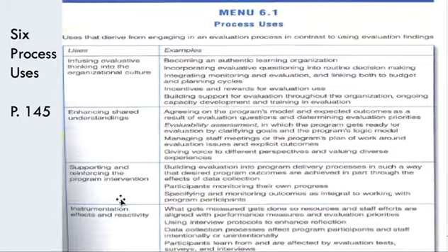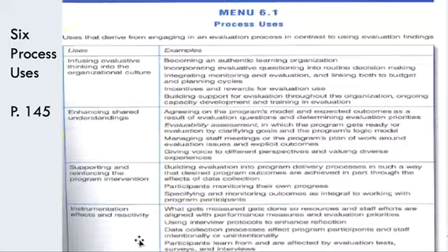A third type of process use is supporting and reinforcing the program intervention. So if we build evaluation into this continuous improvement type of thinking, then it helps us achieve those desired outcomes through our efforts to collect data. And so that helps all participants monitor their own progress in meeting the district's vision and their goals, and specifying and monitoring those outcomes as being an integral part of working with our stakeholders or our program participants.